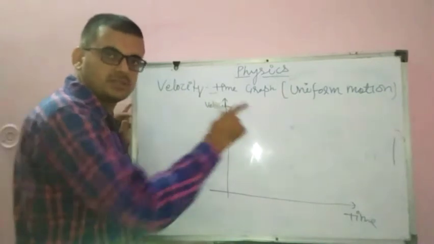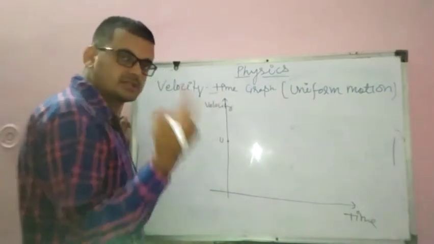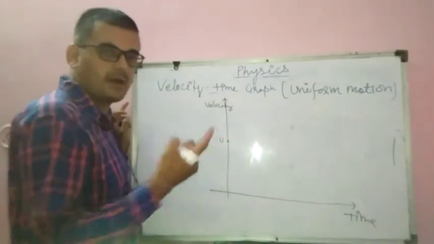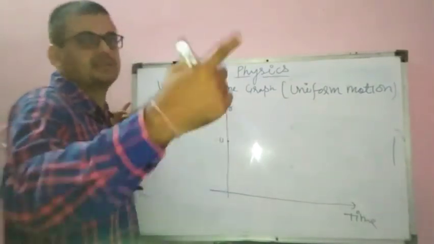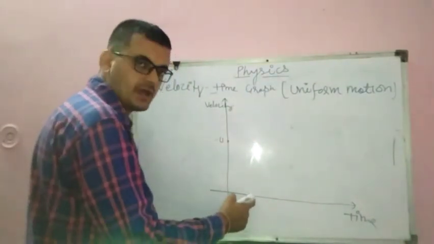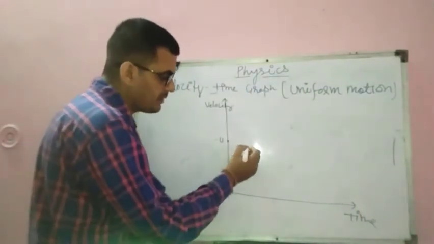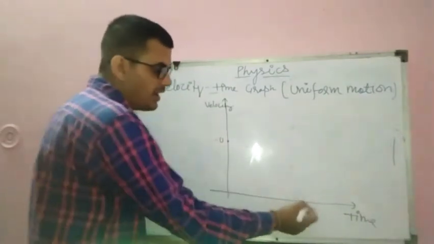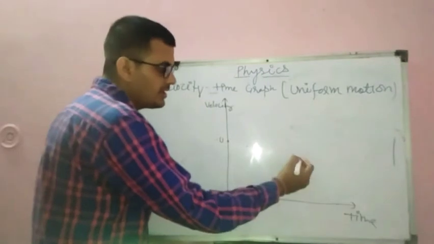We will discuss later what the shape of the graph will be when the motion of the body is uniformly accelerated. This is the simple uniform motion. After time 1 minute, the velocity will again be u. After time 2 minutes, it will be again u. After time t1, it will be again u.